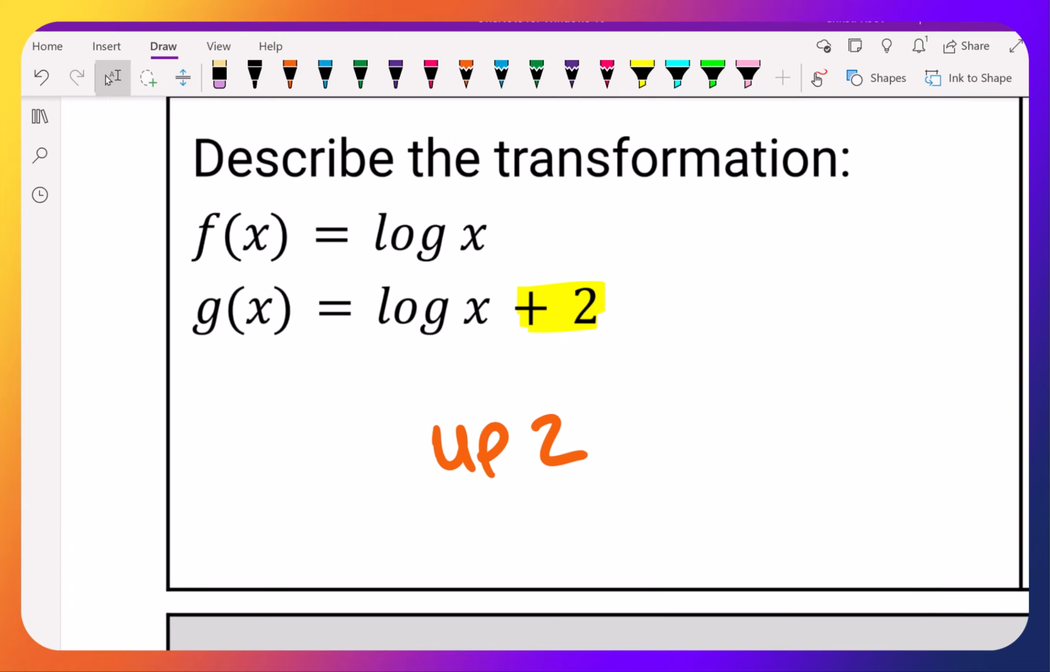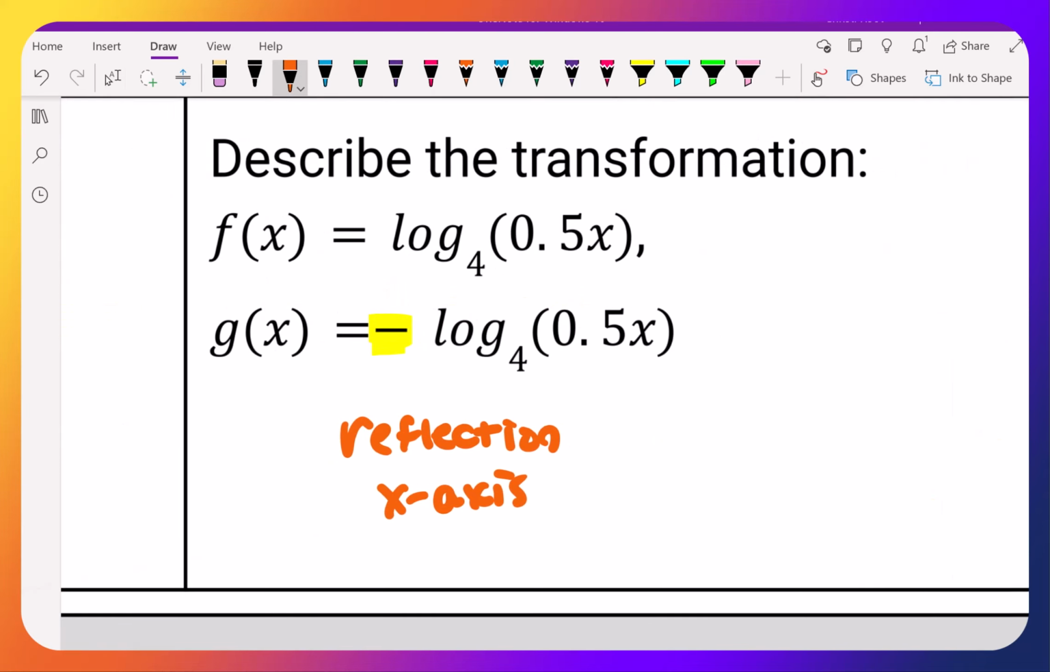Okay, so let's check our work here. I have a plus 2 here. It is not with the x because it's not in parentheses. That means it's going to go up 2. This one, I only have a negative in the front, so that is going to be a reflection over your x-axis.